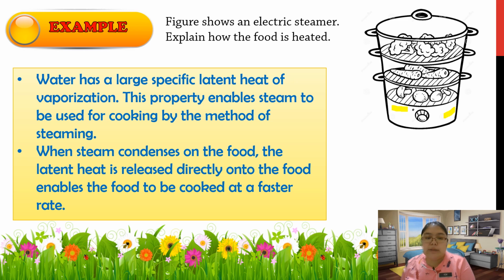So when the steam condenses on the food, what happens? Latent heat is released directly onto the food. Finally, the food is cooked at a faster rate. So this is why we're using water to steam the food.